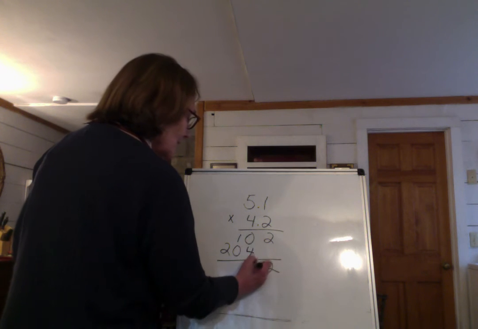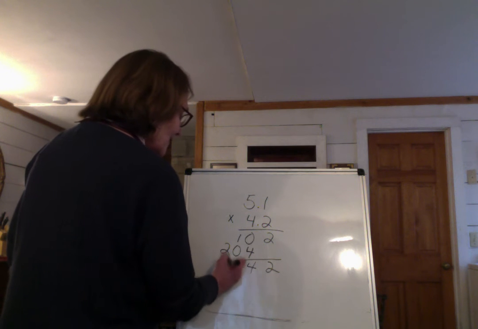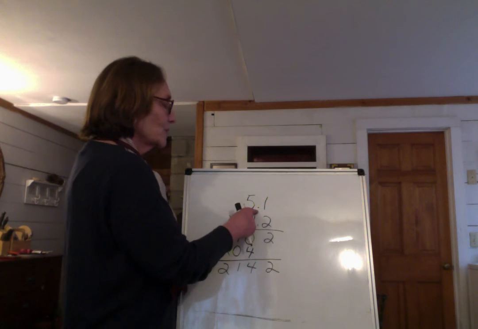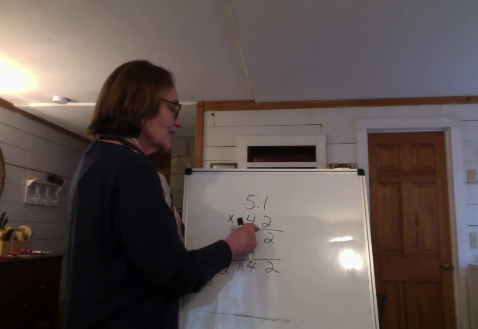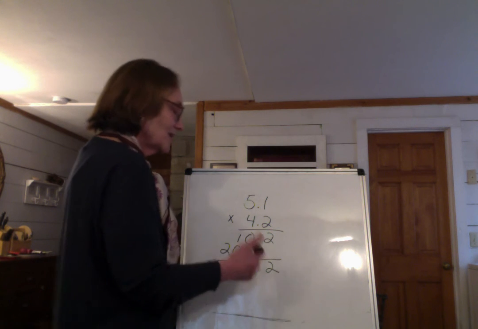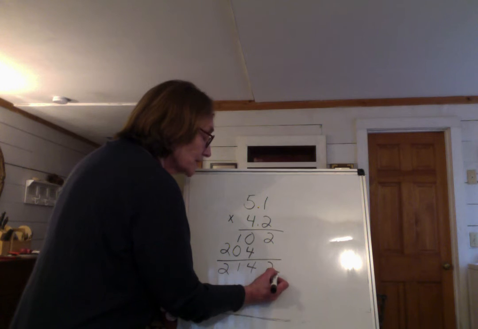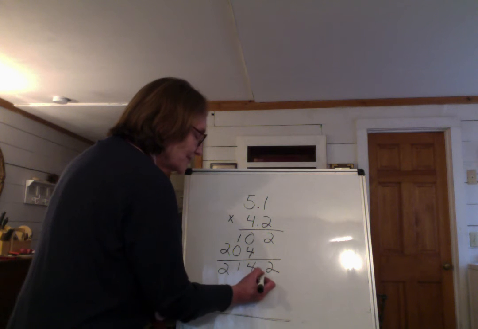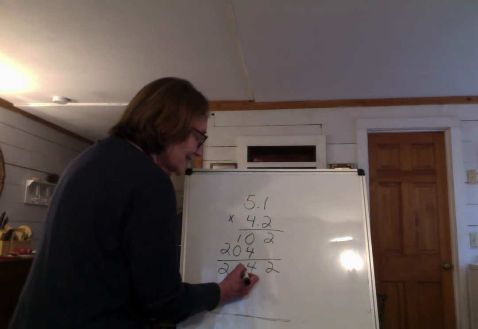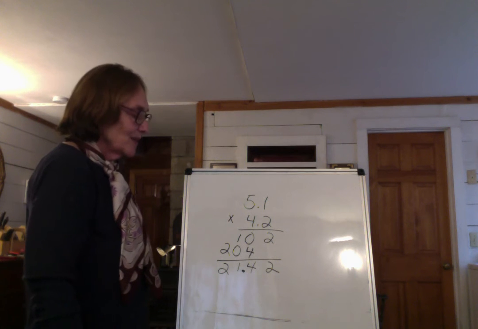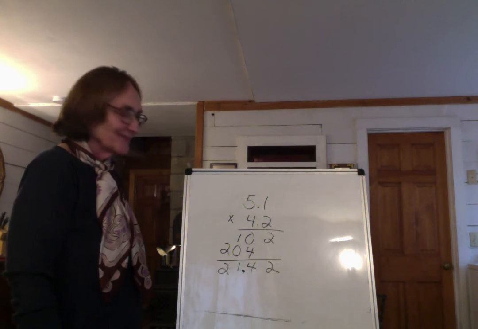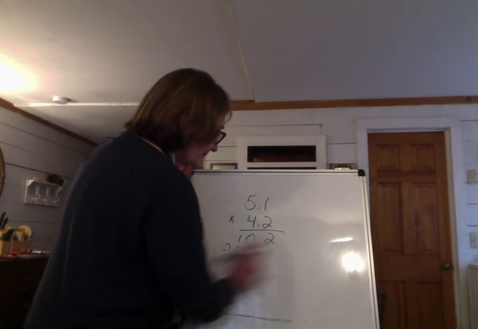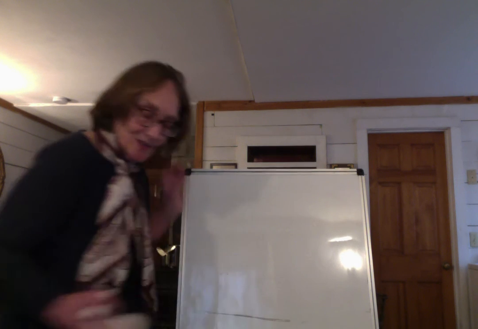4 and 0 is 4. 1 and 0 is 1. 2 and 0 is 2. How many digits after this decimal point? 1. How many digits after this decimal point? 1. 1 and 1 is 2. Let's go to the answer, to the right-hand side of it, and go to the left 2 places. 1, 2. Place our decimal point right there. 21 and 42 hundredths. That's our answer. That's multiplying. You can always stop and rewind the video if it helps you.